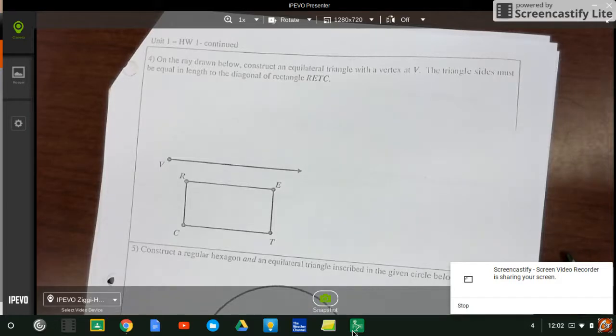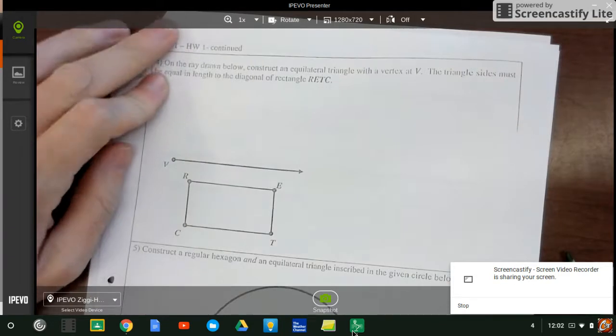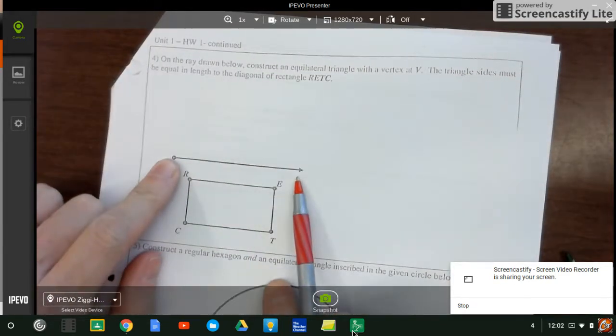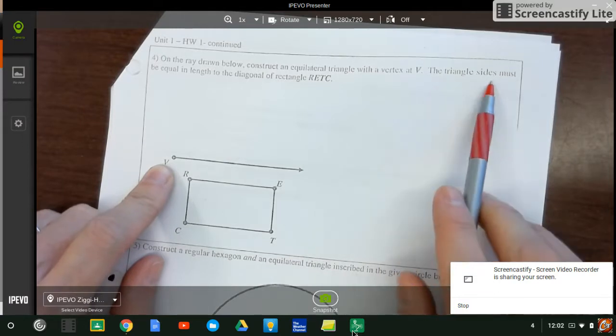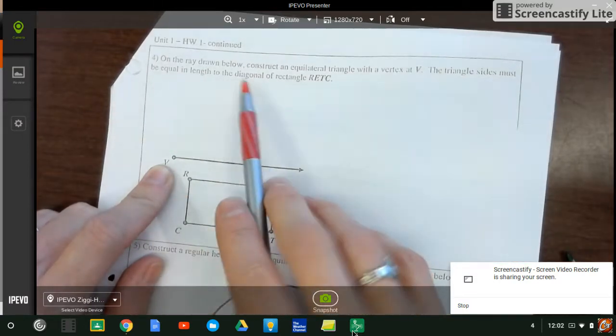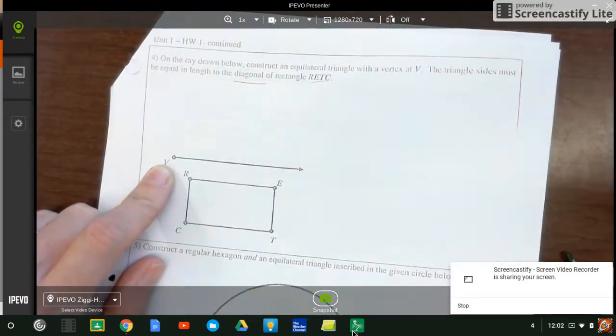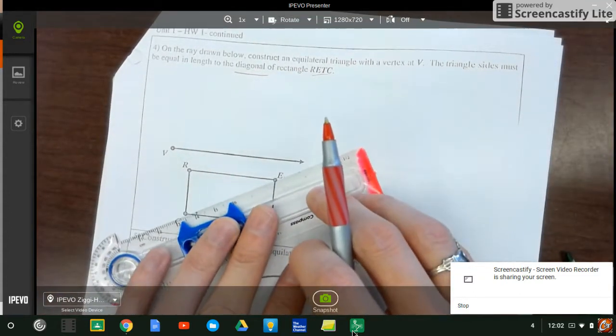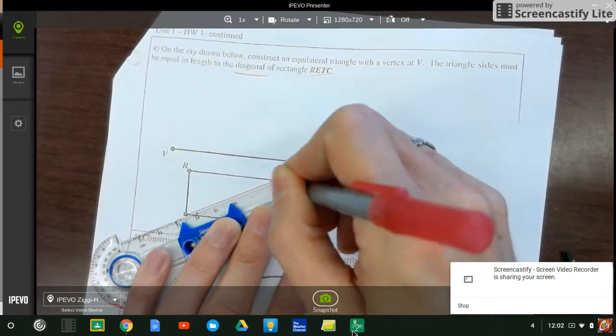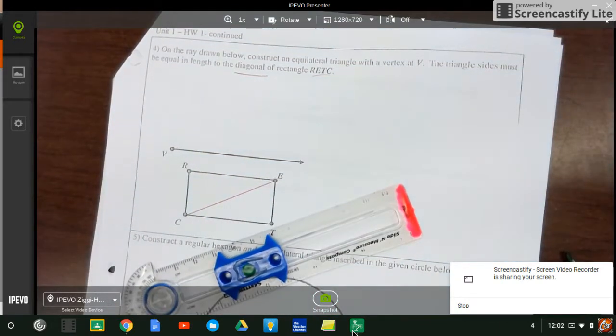Okay, the last page has to do with constructing the equilateral triangles. On this ray, I want to use this as my vertex. I want a triangle so that each side must be the length of the diagonal of RETC. The diagonal is going to connect two opposite sides. So there's the diagonal. I want to get the length of that diagonal.